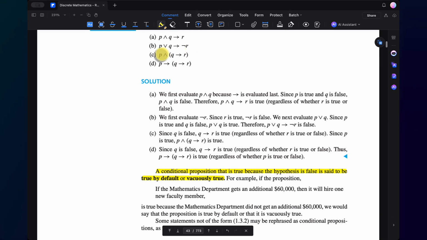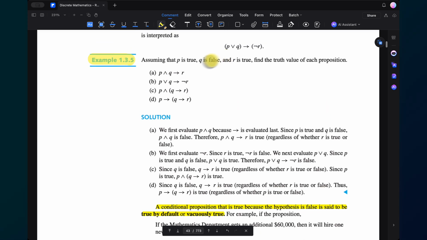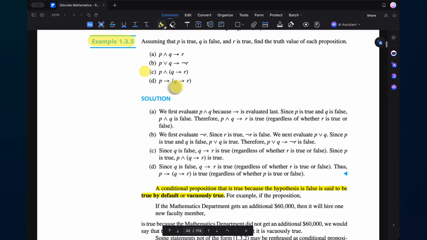Now over here, notice this is where they've put the brackets. So let's take a look at this statement. Now, let's see. Q is false and R is true. So no matter what, this statement here is true. And P is true. So P and this is true. So this statement is true. C is true.